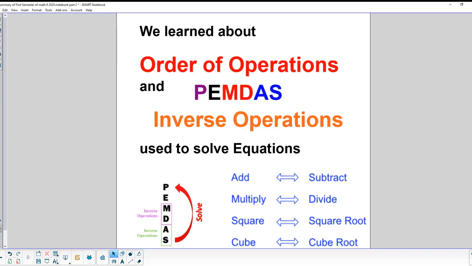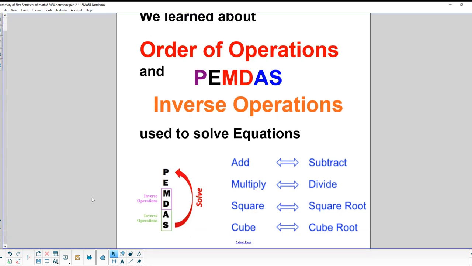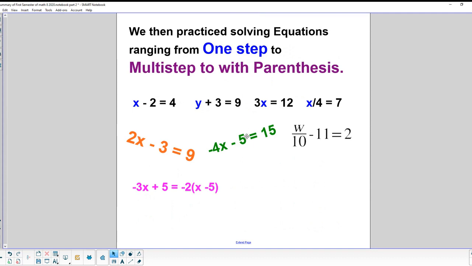The rules that we mentioned in order to do that were the order of operations, please excuse my dear Aunt Sally, and inverse operations used to solve or simplify expressions and equations. We've practiced using those rules in different ways throughout the first half of the year. Then we practiced solving equations. We started out with one-step equations and moved on to two-step, multi-step, and multi-step with even parentheses on both sides of the equal sign.